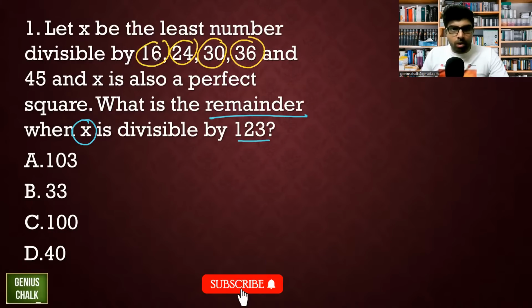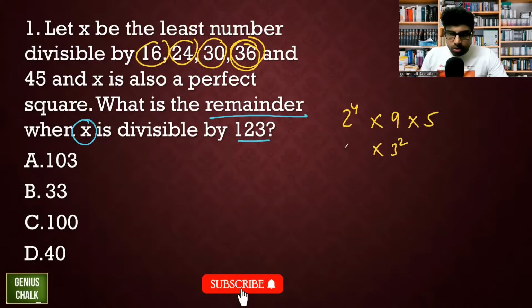What is the highest power of 2 available here? We can see there is no 32, so the highest power of 2 available is 2 to the power 4, because it is 16. Now what is the highest power of 3 available? 3 is in 36, that is 9, right? Then the highest power of the next prime number, that is 5. 5 is only present once. And 9 is 3 square. This is 2 to the power 4, and this is 5.